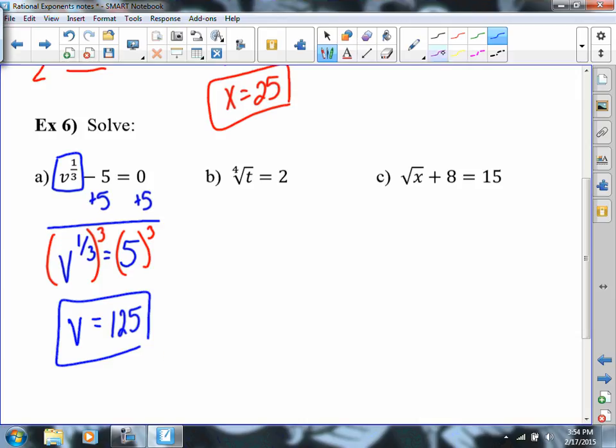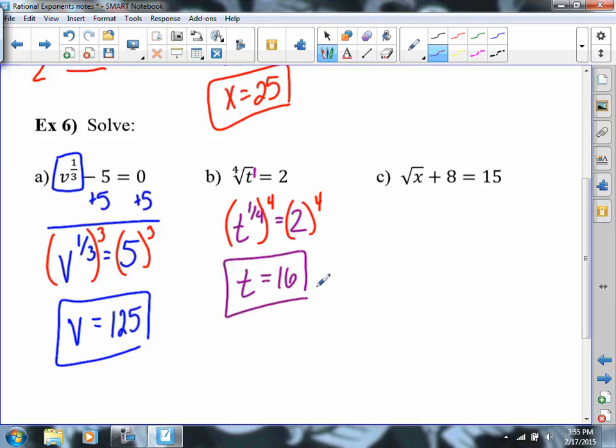Okay, for part B, we're going to rewrite it just a little bit first so that we have our fractional exponent. That way I know what I need to multiply by to undo it. So this is the 4th root of t, and that t is what I'm going to be solving for. Right now, remember, it's t to the 1st power. So if I rewrote this, this would be t to the 1/4 equals 2. So to get rid of that 1/4 power, I'm going to raise it to the power of 4. Because 4 times 1/4 is 1. And then 2 to the 4th power, that'll be 16.